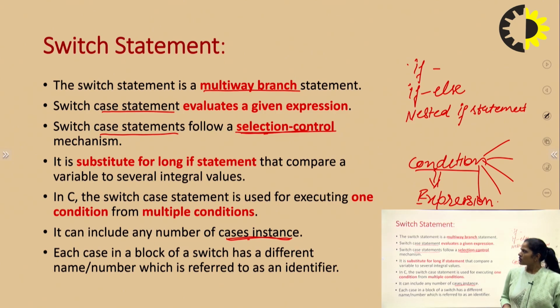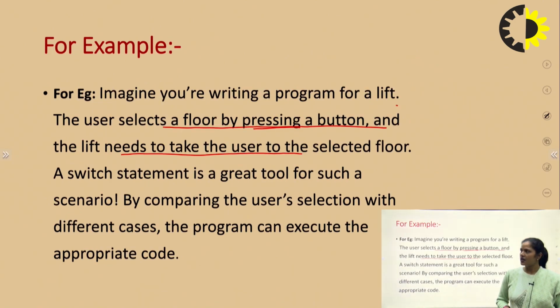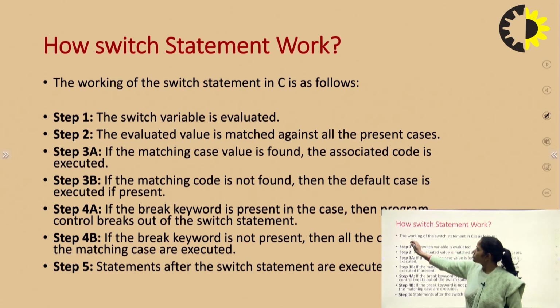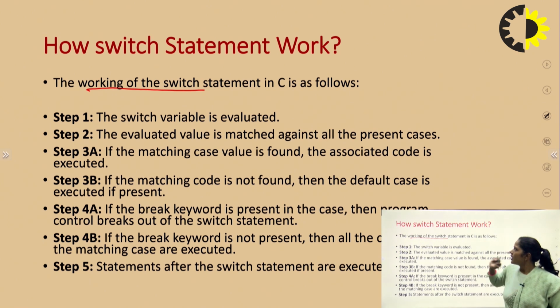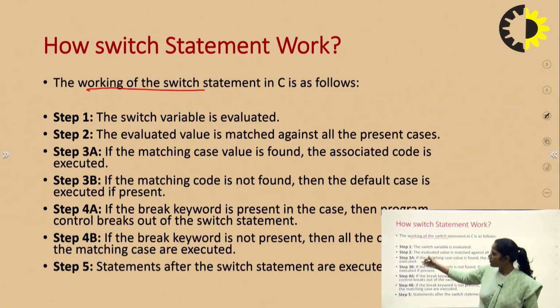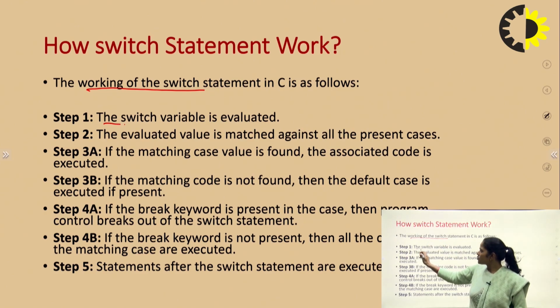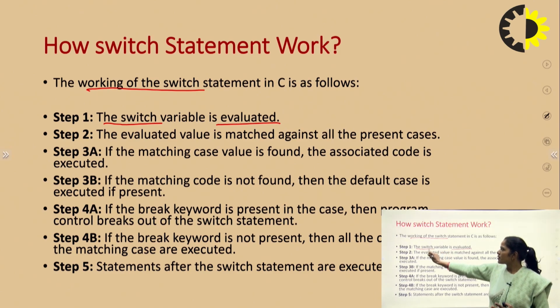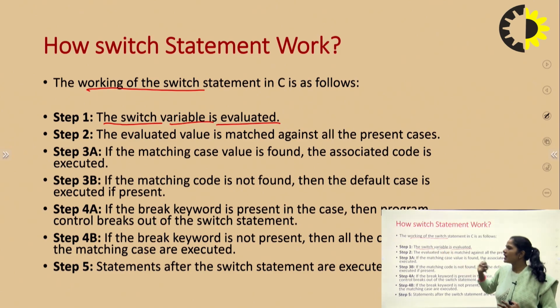So this is the concept of a switch statement, how it is implemented in the C language. The switch statement in C language follows some steps. First, we have to define a switch variable to be evaluated. Whenever we start programming in C with the concept of a switch statement, we have to declare a variable.